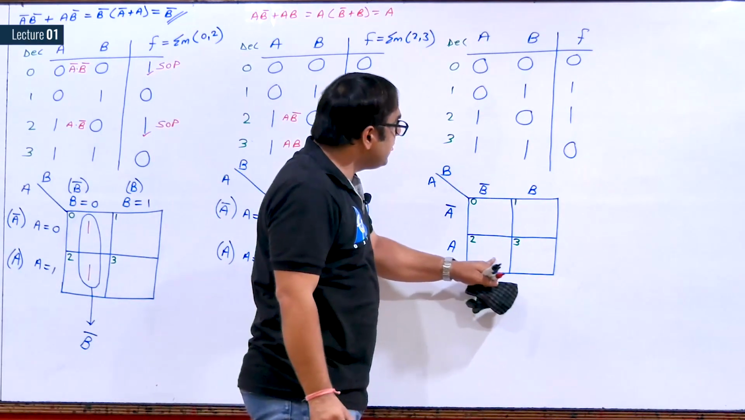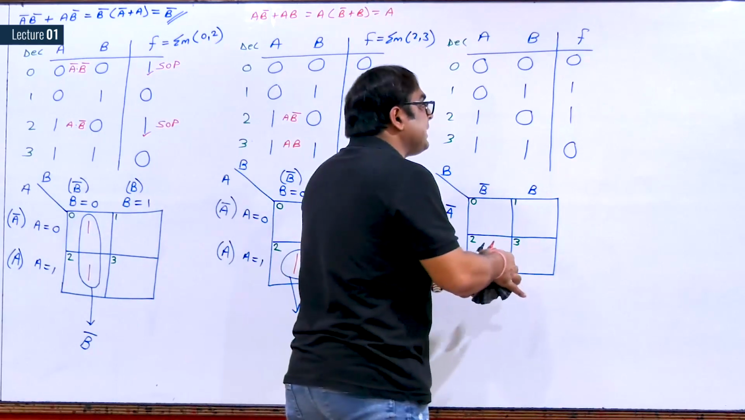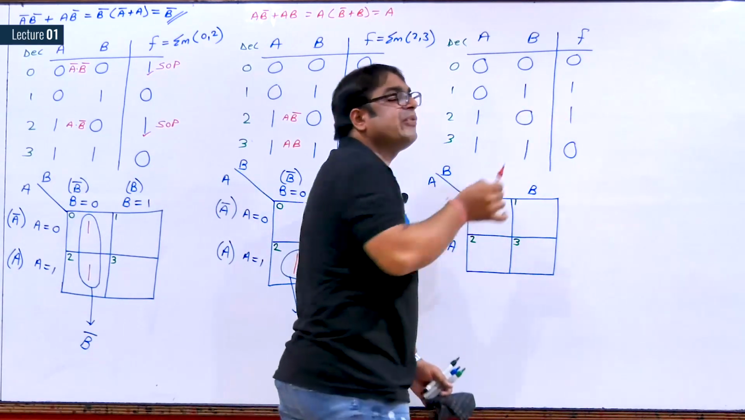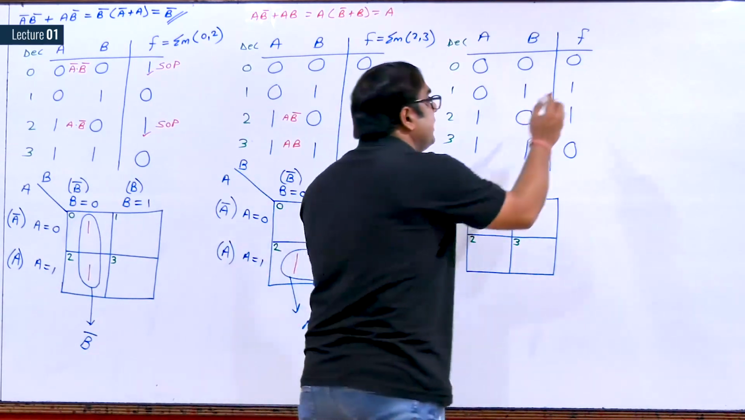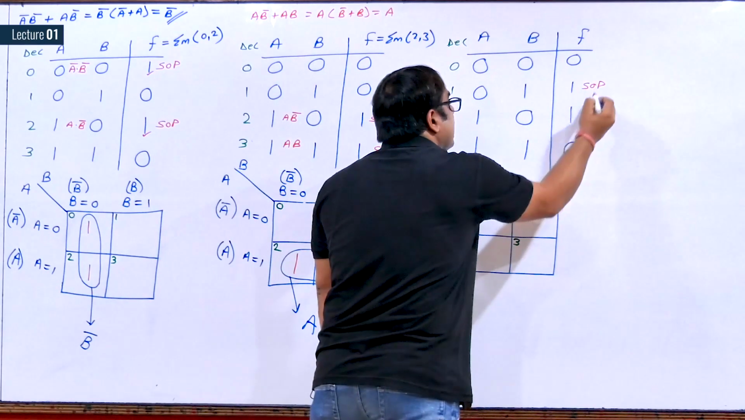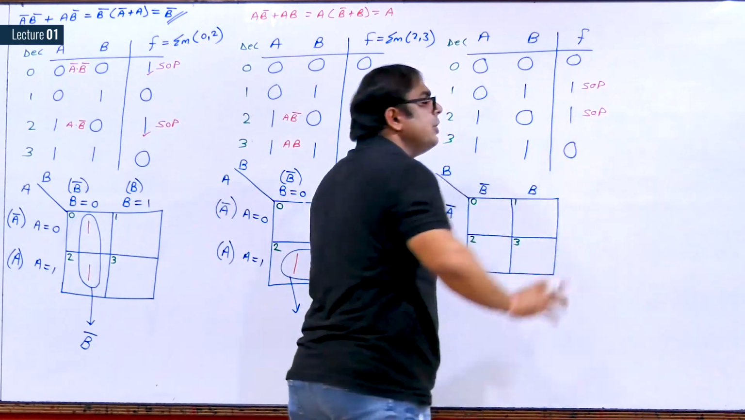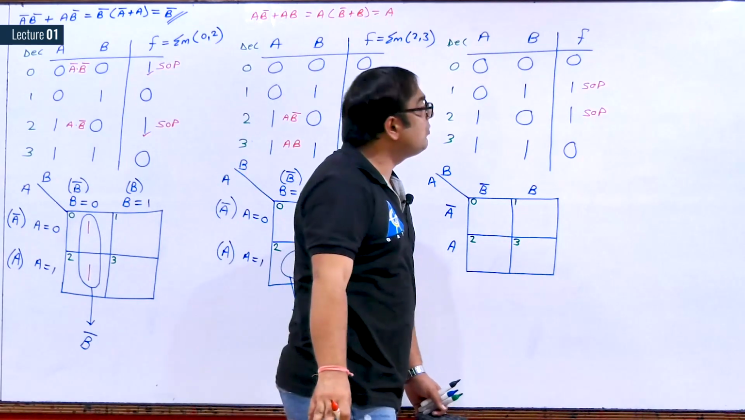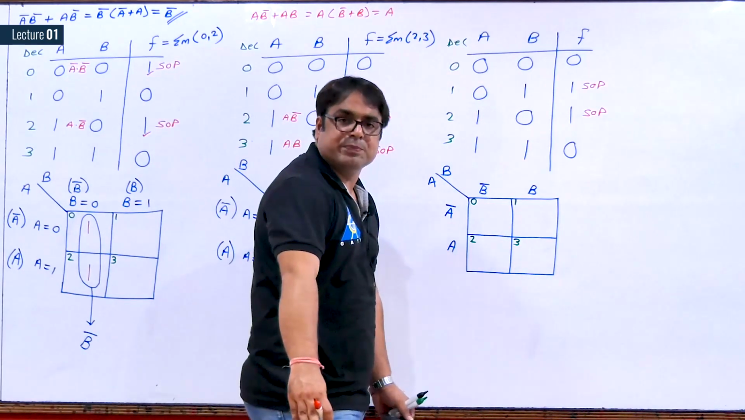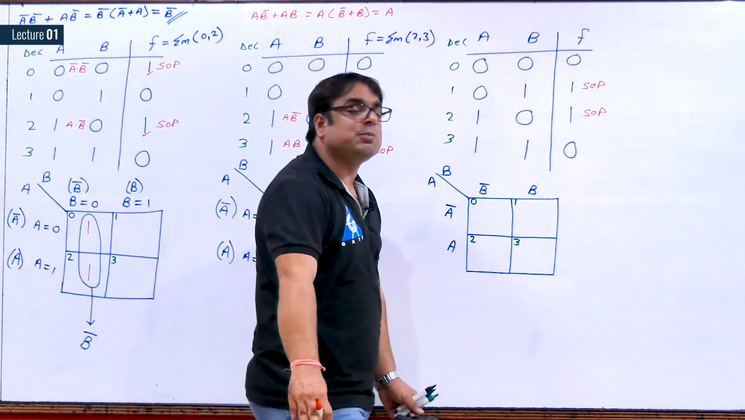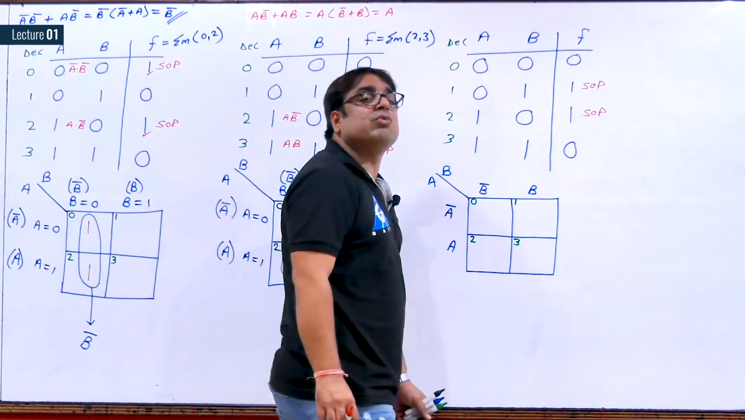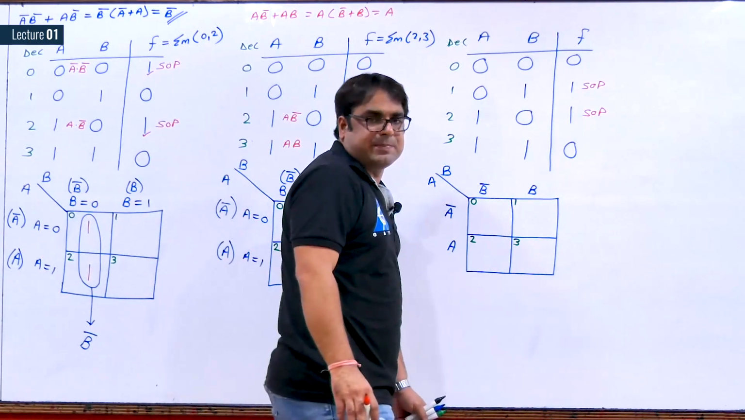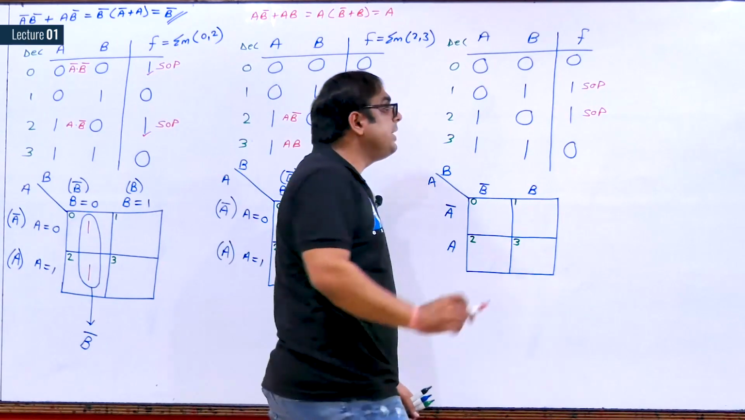Now you see here, to target the minimized form of SOP, you have to target the ones in the output column. First, let us see what is happening in Boolean algebra.